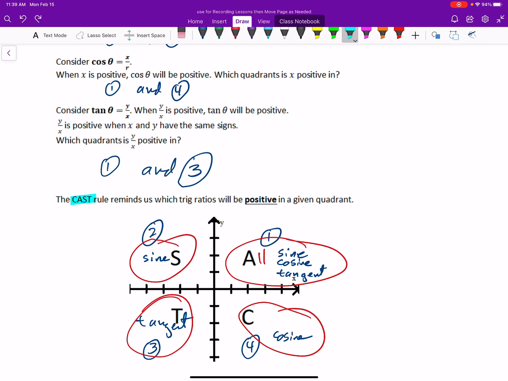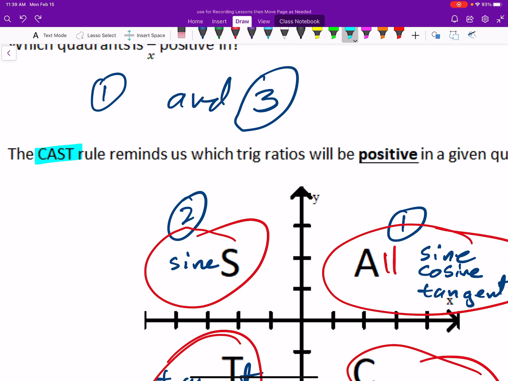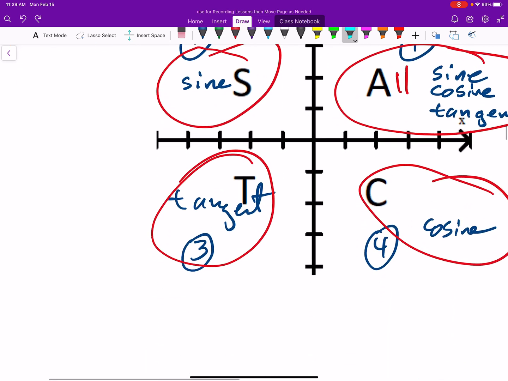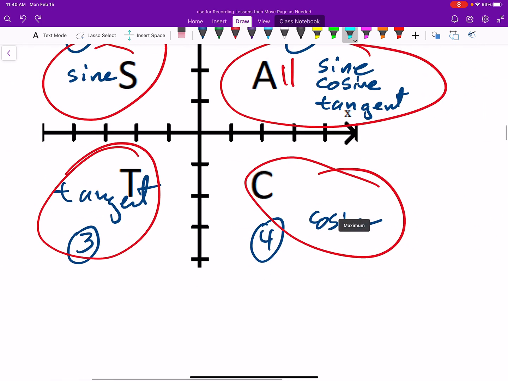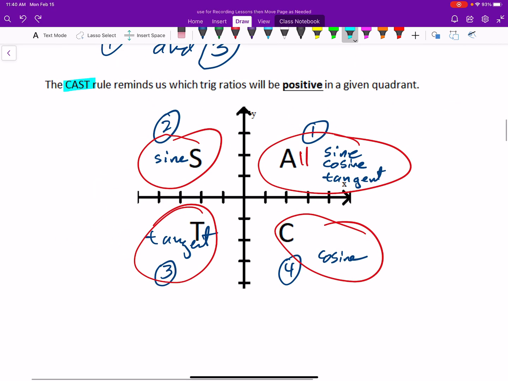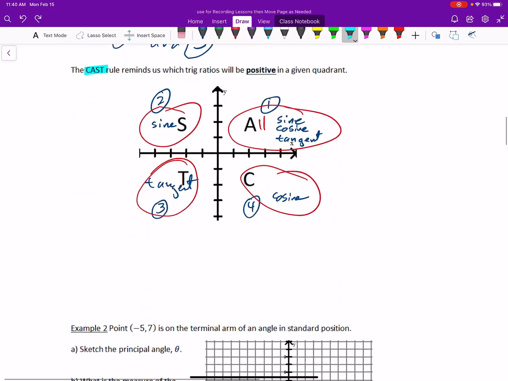All trig ratios will always be positive in quadrant 1. Just sine will always be positive in quadrant 2. So what does that mean about cosine and tangent? It means that cosine and tangent will always be negative in quadrant 2. Tan is the only trig ratio that will be positive in quadrant 3. That means that sine and cosine will be negative in quadrant 3. And cosine is the only ratio that's positive in quadrant 4. Sine and tan are negative in quadrant 4. So that's what the CAST rule is all about.